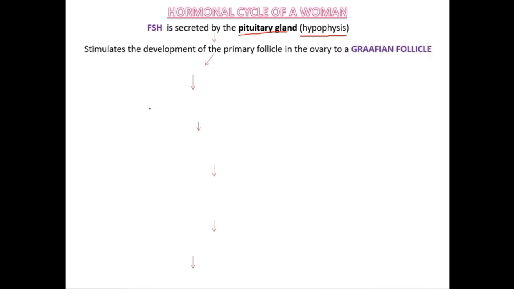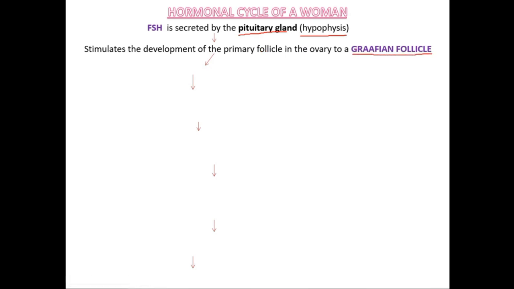Just to show you how it works, I'm going to go step by step through the hormonal control of it. So here's what happens. FSH is secreted by the pituitary gland, also called the hypophysis. And you will see now, this will sound familiar. FSH then stimulates the development of the primary follicle into the Graafian follicle.